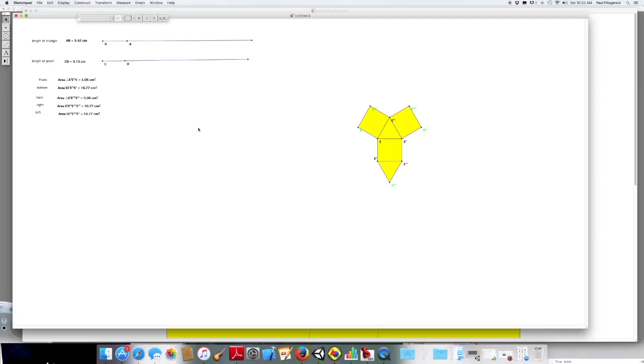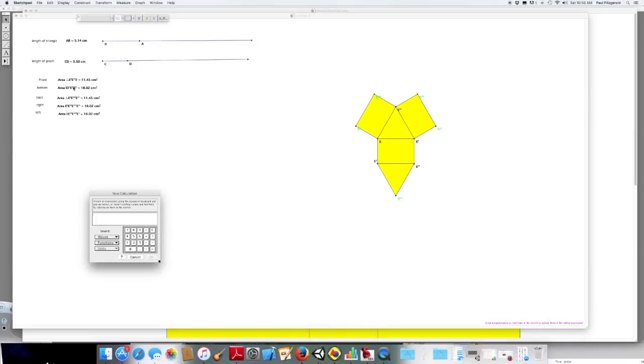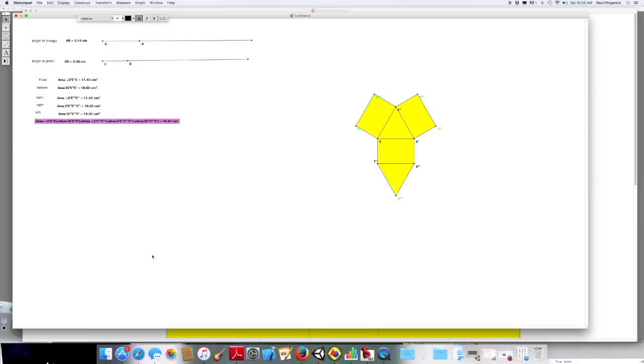And let's just test it real quick. Let's change the length of our prism. That looks good. Let's change the length of our triangle. Oh, that looks good too. So the next step is to calculate the total area. So we're going to go to calculate, and we're going to say this number plus this number plus this number plus this number plus that number. I'm going to click OK. So that gives us a total surface area.